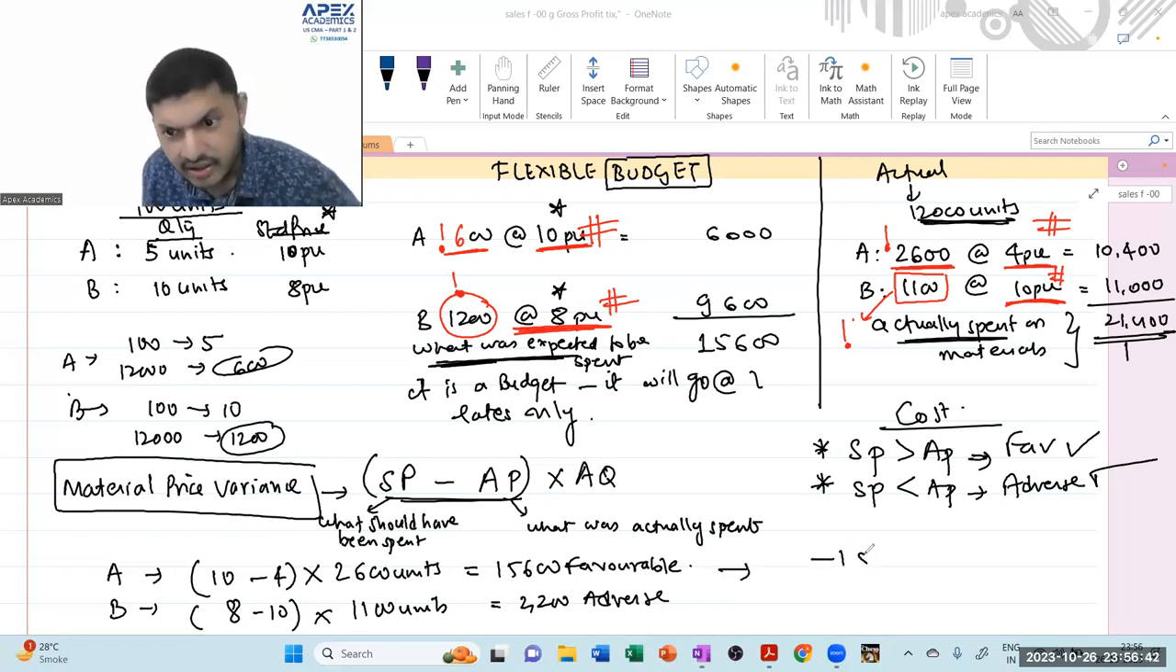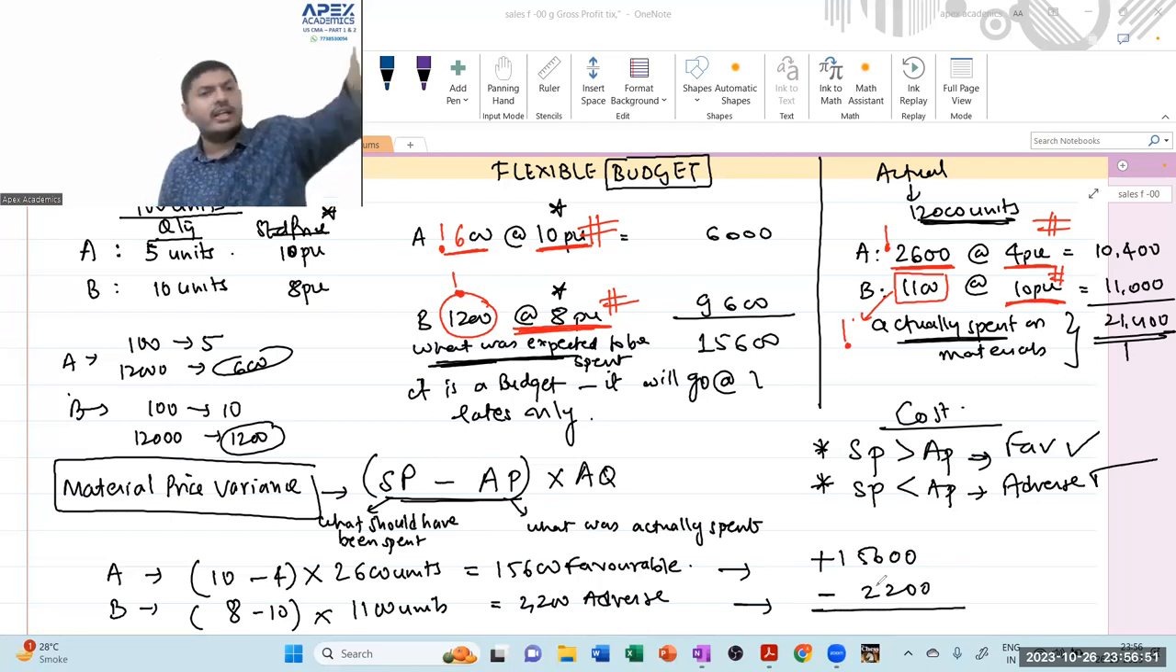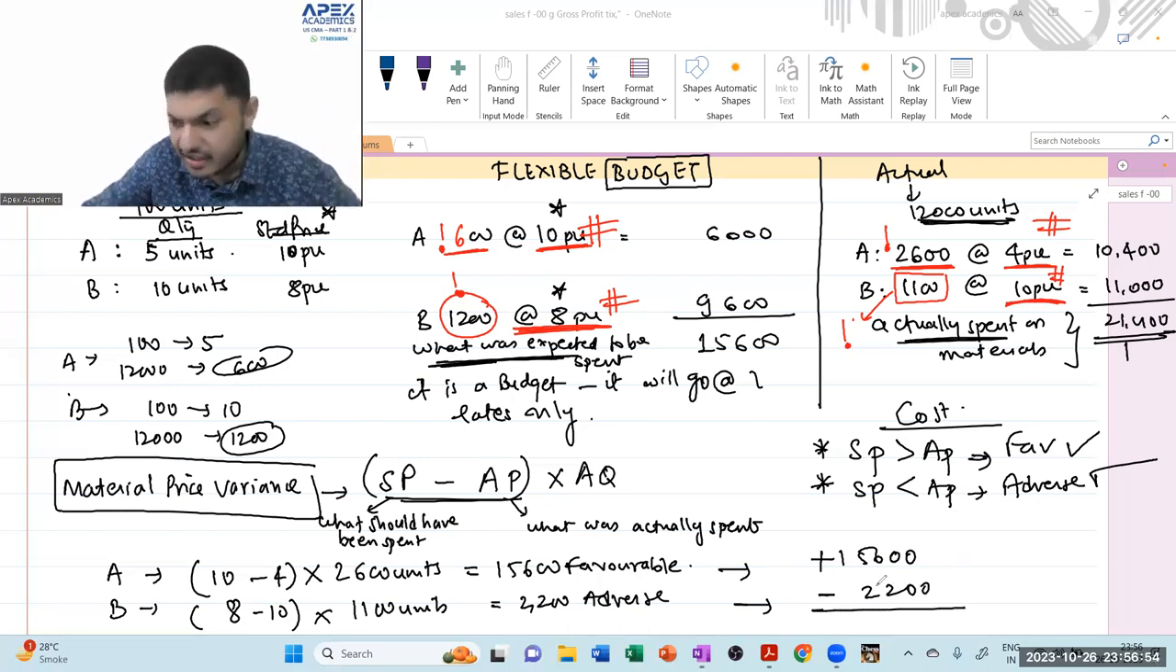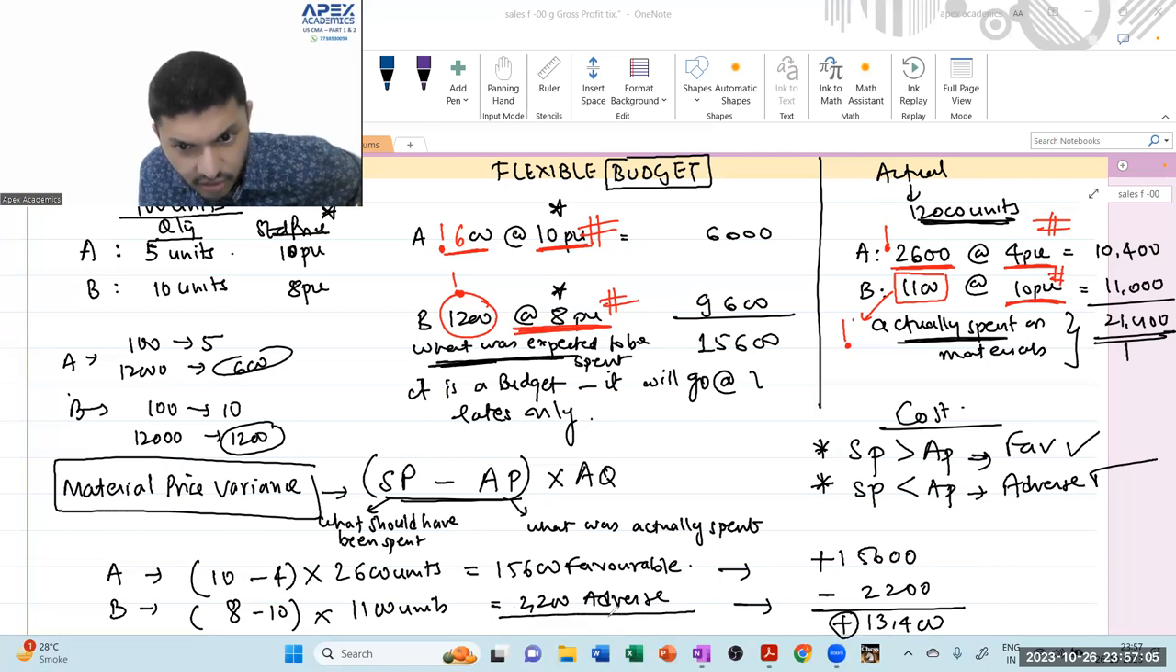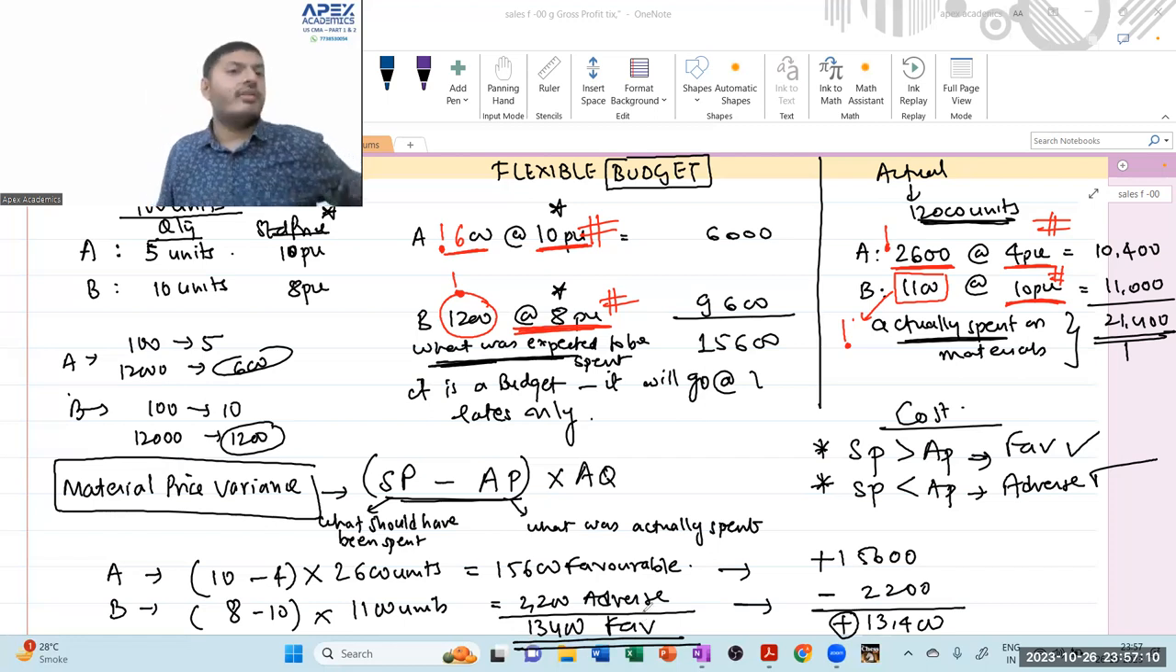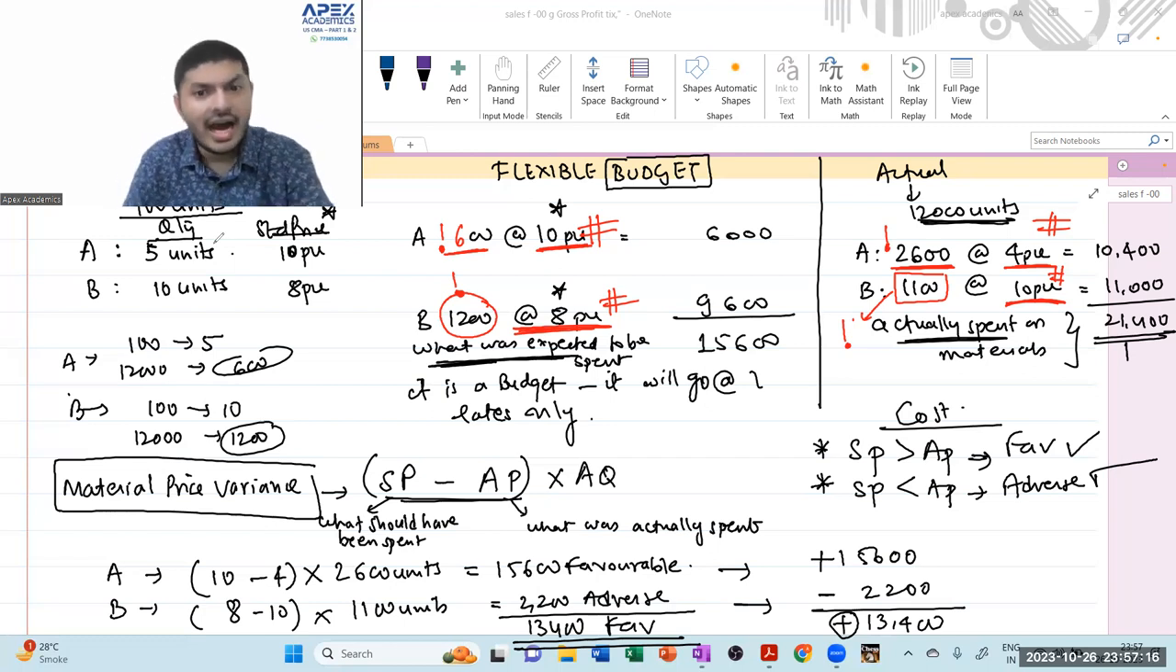Favorable is plus and adverse is nothing but minus. So this is plus 15,600 and minus 2,200. If I was to take a total, it will be 15,600 minus 2,200. Your answer is 13,400 positive. And where it is positive, it is always favorable. So your answer is 13,400 favorable. What is your answer? Your answer is 13,400 favorable. I hope everybody has understood the calculation of material price variance.